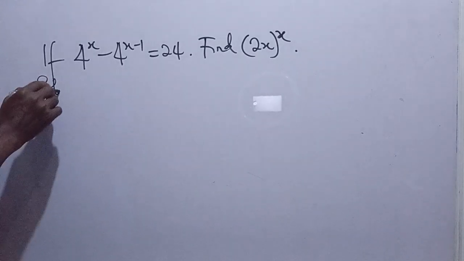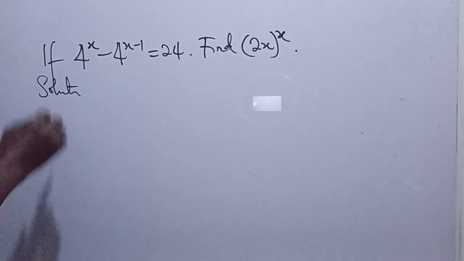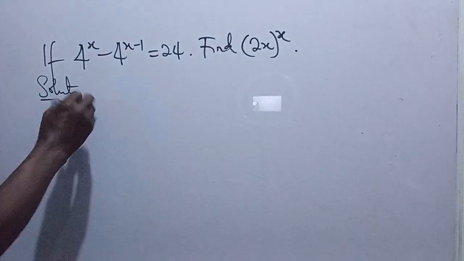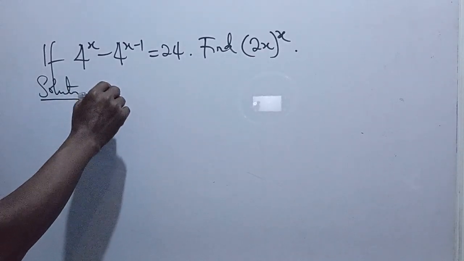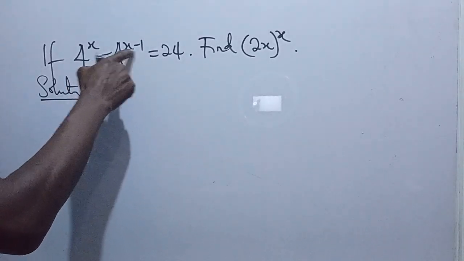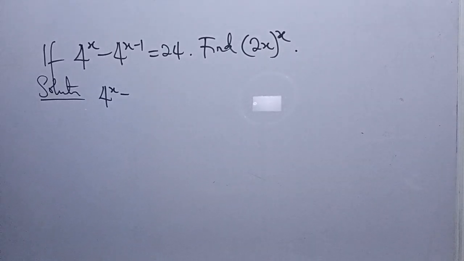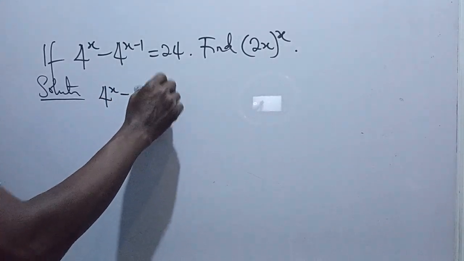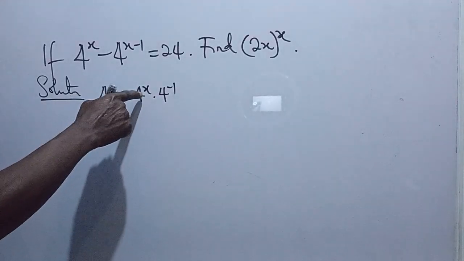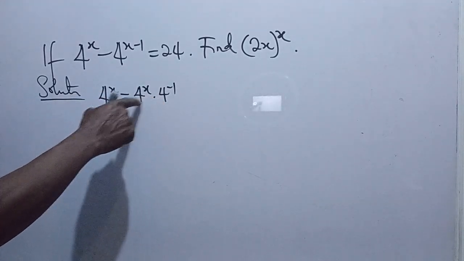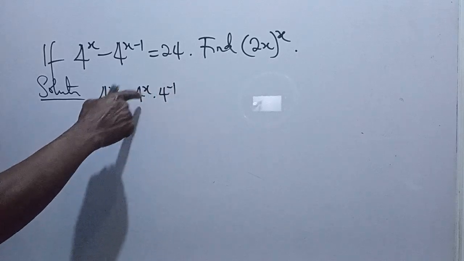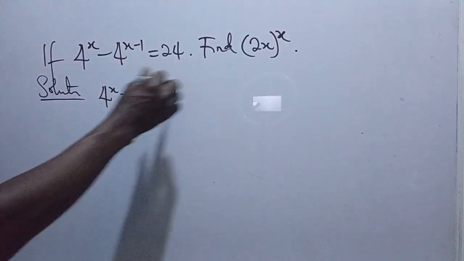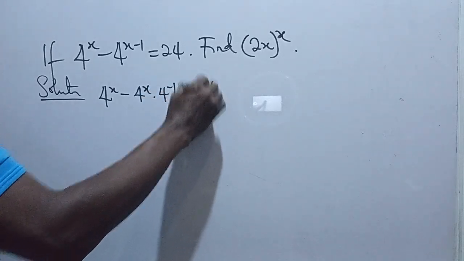So to solve this problem, we can write this as 4 raised to power x minus this one. Note we are having x minus 1 as the exponent. So we can split it as 4 raised to power x times 4 raised to power minus 1. If you have the same base, you can add the powers. So x plus minus 1 will be x minus 1, which is equal to 24.